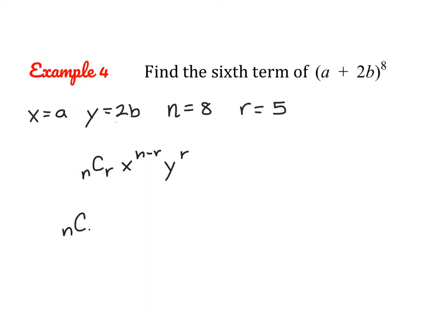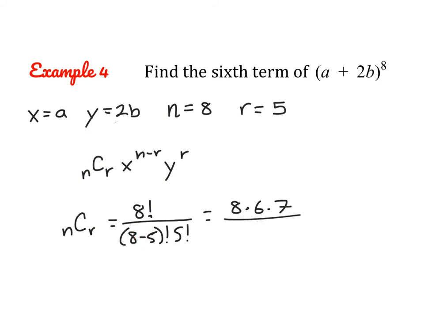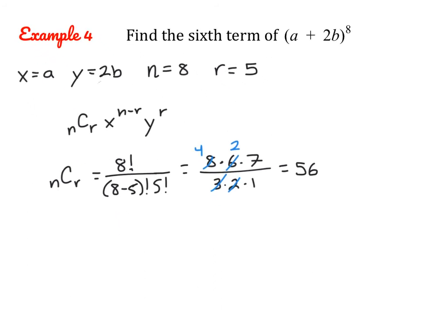So let's start by finding that n choose r. So we have n factorial, which is 8 factorial, over n minus r factorial times r factorial. So remember, in simplifying factorials, like if I do 8 factorial over 5 factorial, everything 5 down has been simplified. So I have 8 times 6 times 7. This is 3 factorial, so I have 3 times 2 times 1, and I can simplify here, and then here, and then we have 4 times 2 times 7, which should be 56. So that's that coefficient out front.